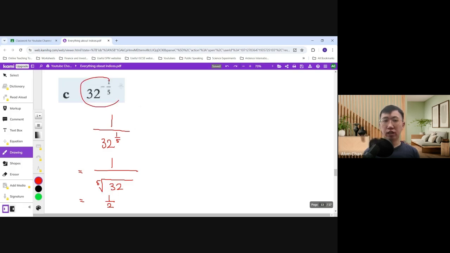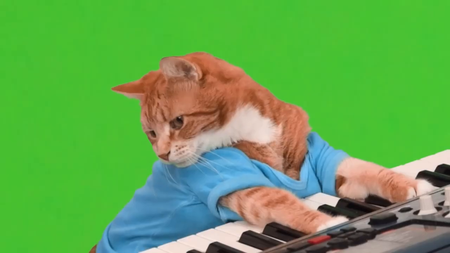So is it really true that this solves into half? You can use a calculator for this. Everybody use a calculator for this right now. So 32 raised to the power of negative 1 over 5. Yep. This one is exactly 0.5. And we managed to transform the indices to half.